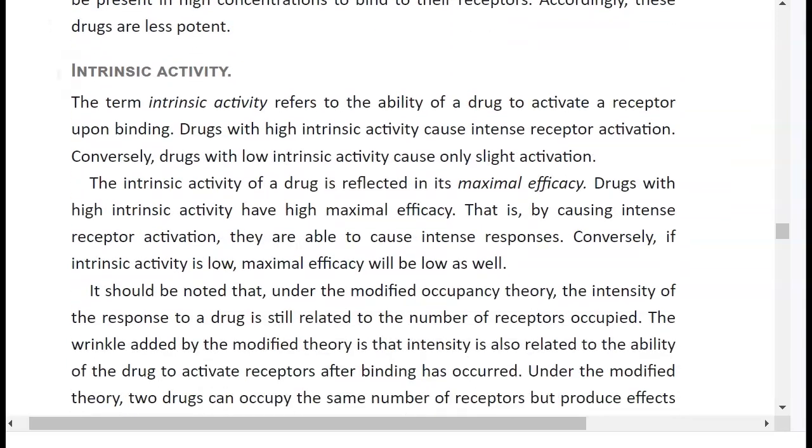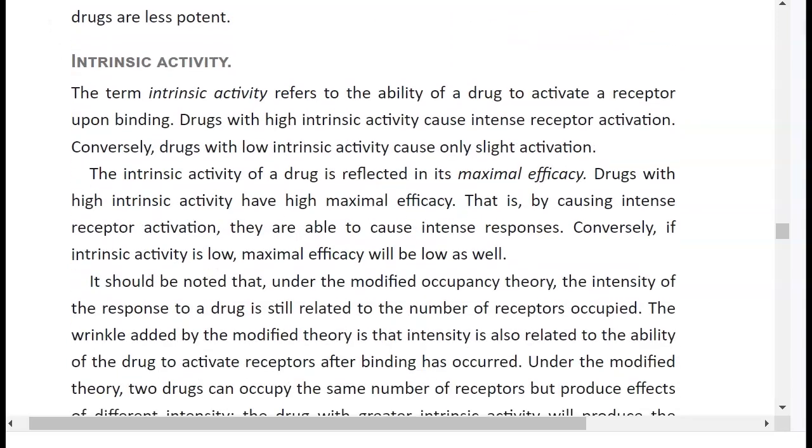Intrinsic activity means once the drug binds, once they come together and they're touching, how strongly that drug works on that receptor is its intrinsic activity. So if it has high intrinsic activity, it will have a high effect.